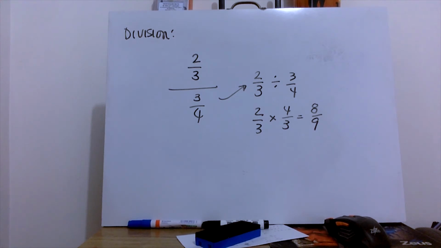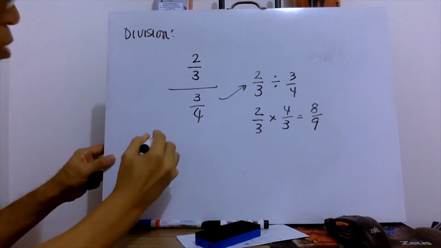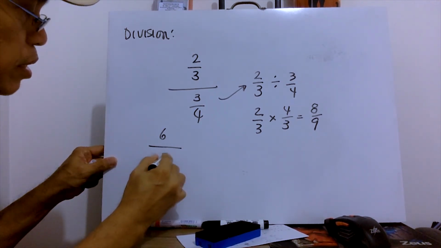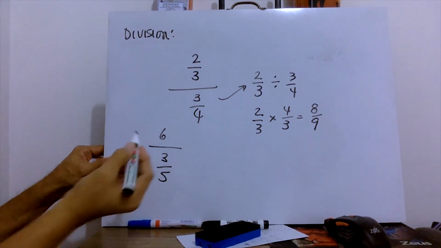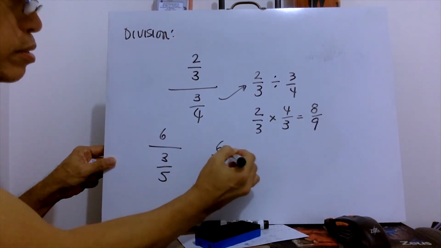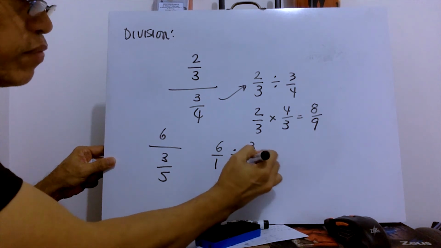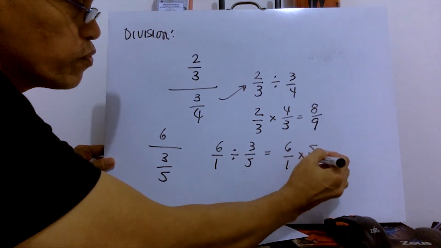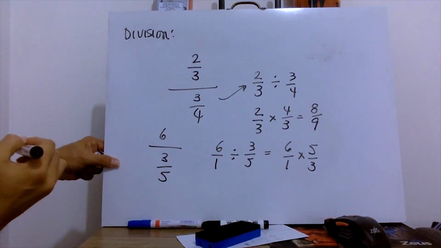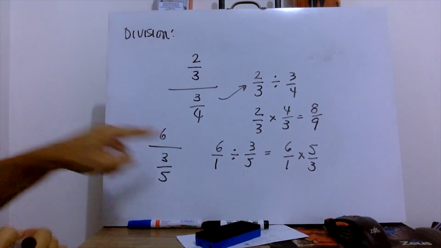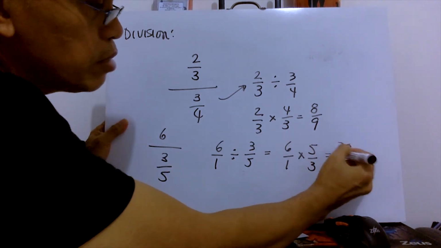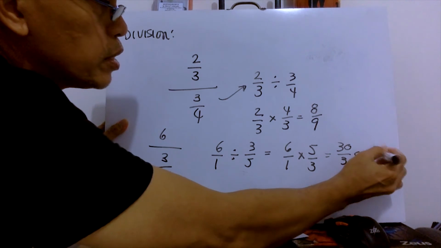Yep. What if it's a whole number? Okay. What if it's 6 over, let's say, 3/5? Same thing. 6 over 1 divided by 3/5, or 6 over 1 times 5 over 3. Yep, that's correct. So that's 30 over 3, or 10.